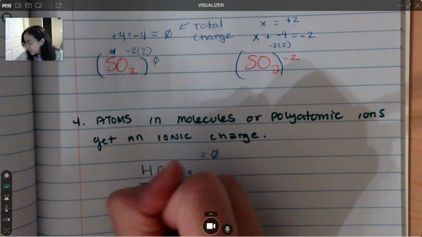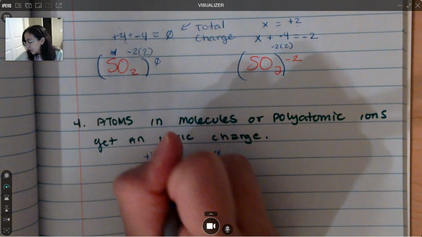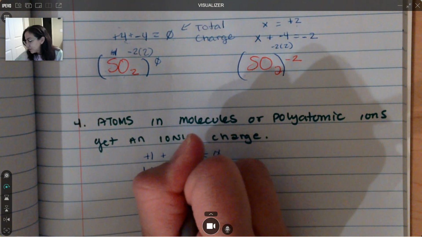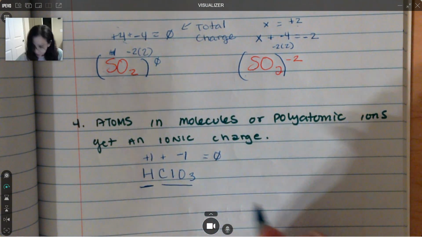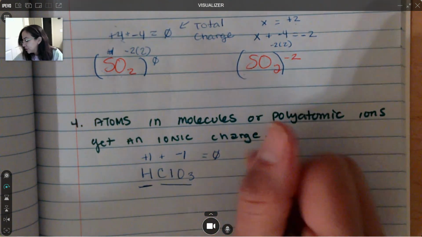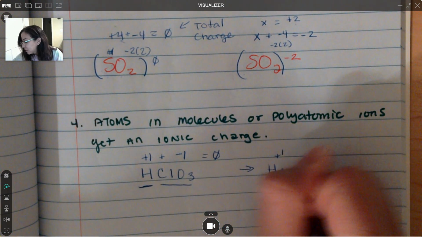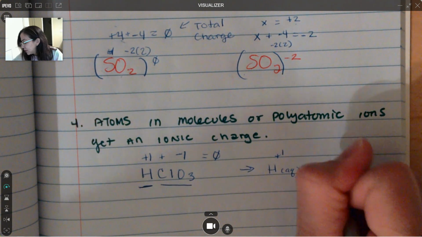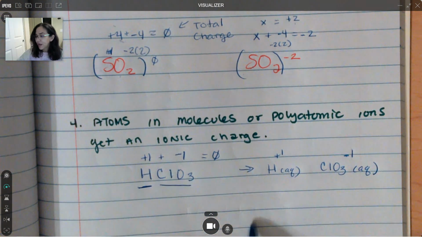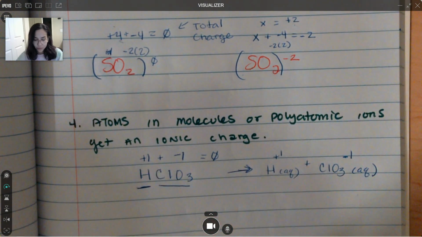I know that hydrogen is a +1. So that means a +1 plus whatever this is has to equal 0. So this tells me that the charge of this one is going to be a -1. Okay? So these ones right here are ionic charges. If this breaks apart into ions, it's going to have +1 for the hydrogen, and this ion is going to be a -1. And you notice I'm putting aqueous because this is assuming that we're in solution when it breaks apart.